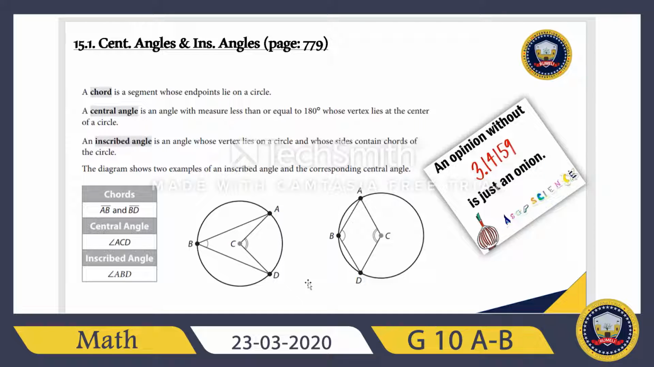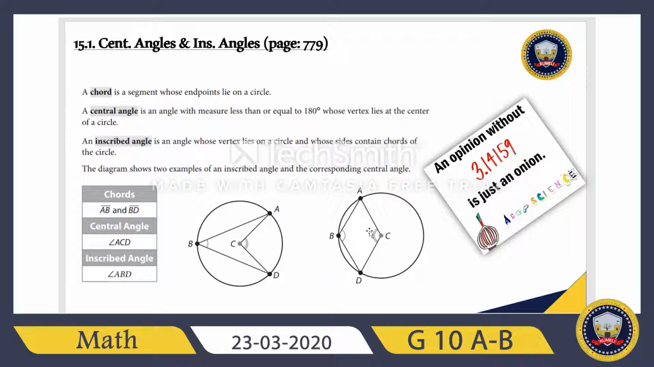We also have what we call central angle. It's an angle with the measure less than or equal 180, whose vertex lies at the center of the circle. So the central angle is the angle that has the vertex exactly in the middle or in the center of my circle. Here, ACD, this angle, is a central angle. ACD here also is a central angle.